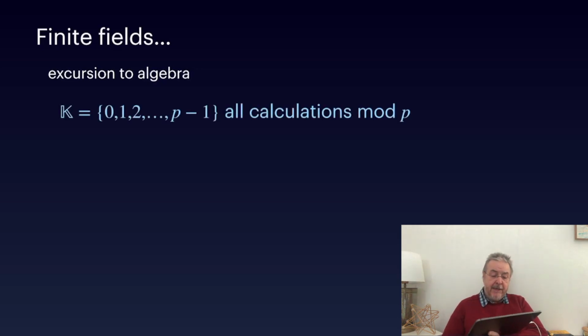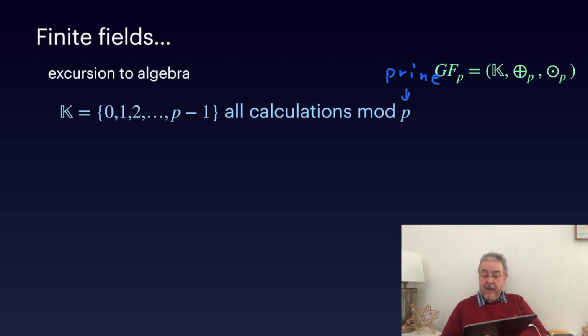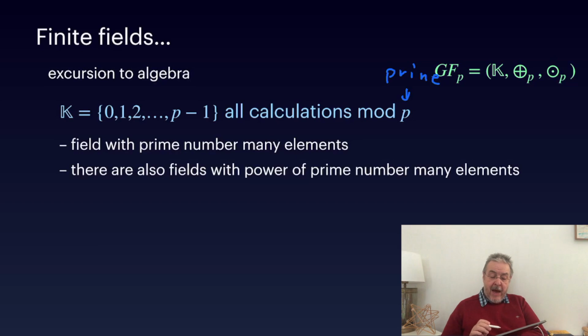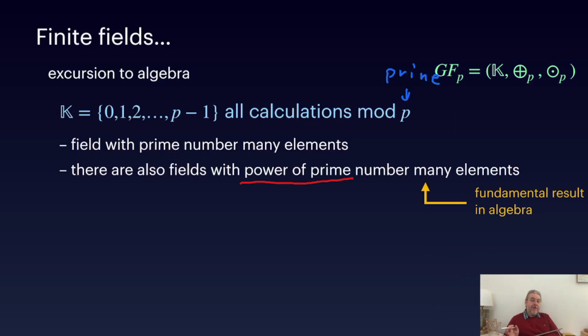You should have learned at some point that if you take the numbers from 0 to p minus 1, where p is a prime number, then it turns out that this here is again a field. That's a GF(p). So we get finite fields for every prime number, and as a little bit deeper result in algebra, we also get that there are finite fields for all powers of prime numbers. So there are finite fields with 2 elements, with 9 elements, with 8 or with 27 elements, and for each of them we get a projective geometry.